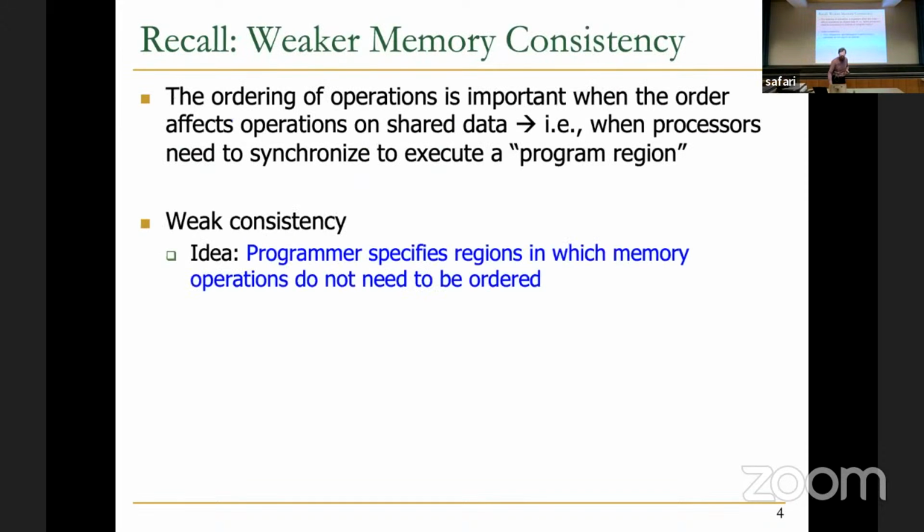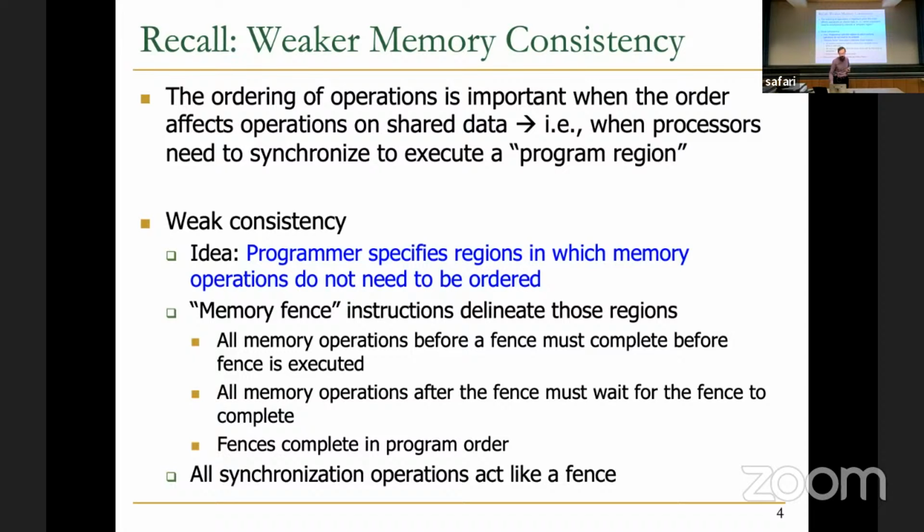I'll go through this quickly because you've already seen all of these slides. Essentially, the idea is to specify regions in which memory operations do not need to be ordered. Some instructions delineate those regions, memory fence operations. These fence operations are essentially memory barriers, as we discussed. All memory operations before the fence must be completed before the fence is executed. All memory operations after the fence must wait for the fence to complete. Fences complete in program order. And all synchronization operations act like a fence.